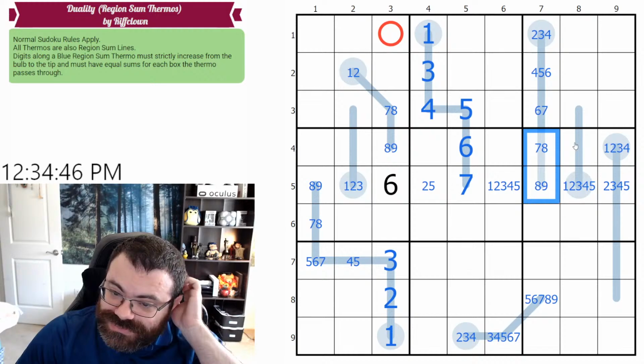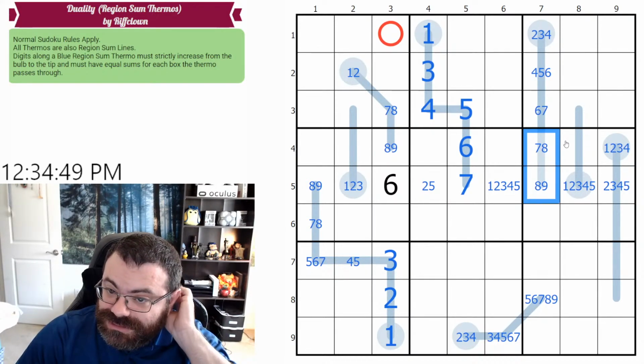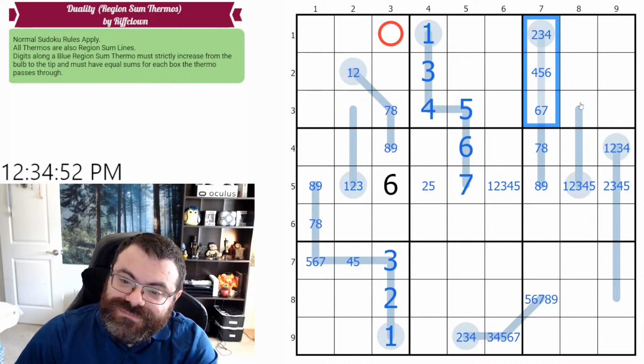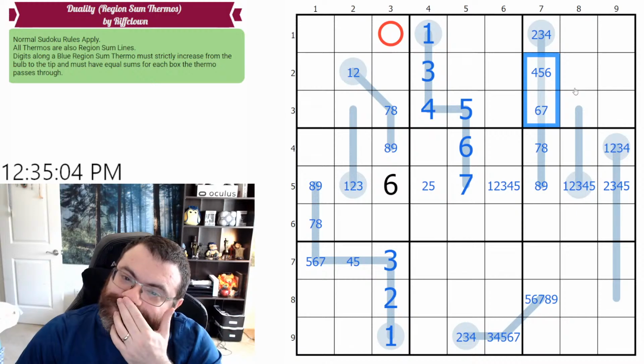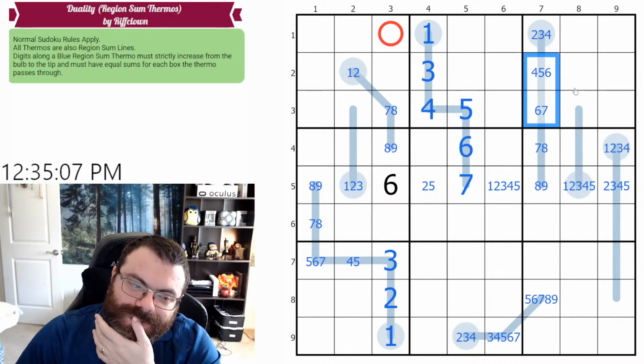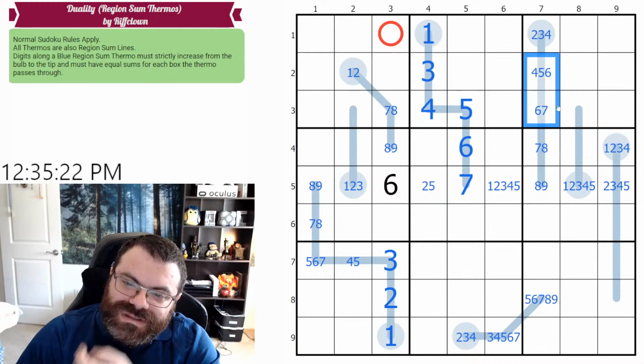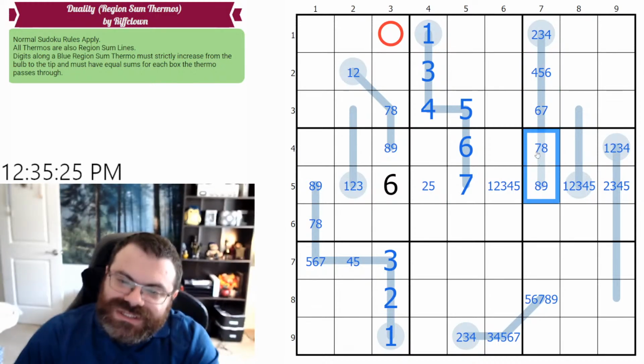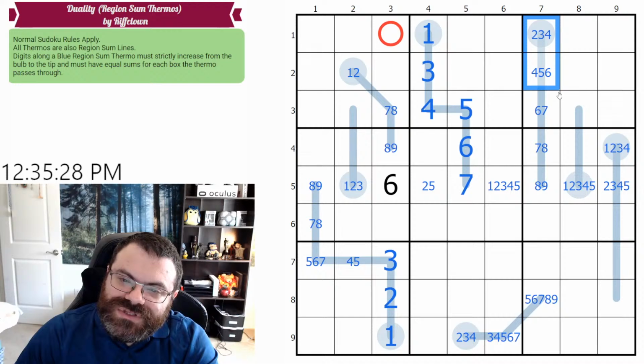So at minimum, this adds to 15, and at maximum, this adds to 16. So I don't think this can be a 2, because even 2, 6, 7. Here we go thinking about this weird again. If this is a 7, it forces this to be 17. These have to add to 10, so we'd have to do 4, 6. So that's not a 2.